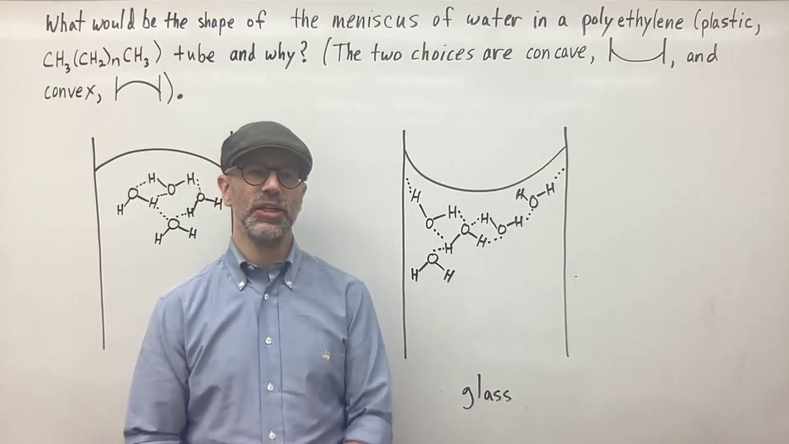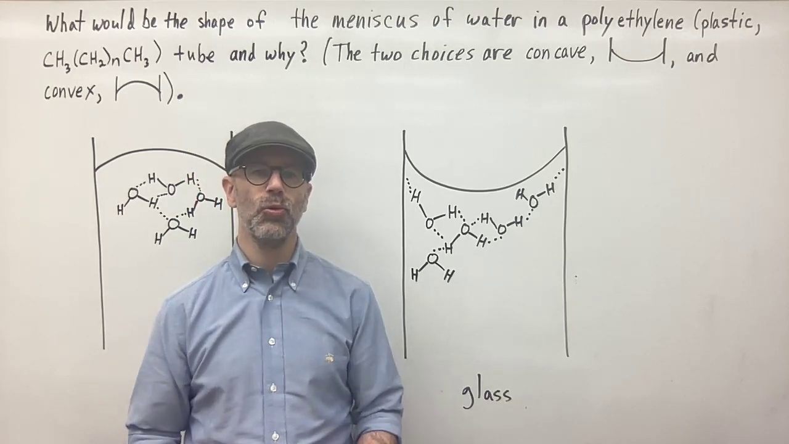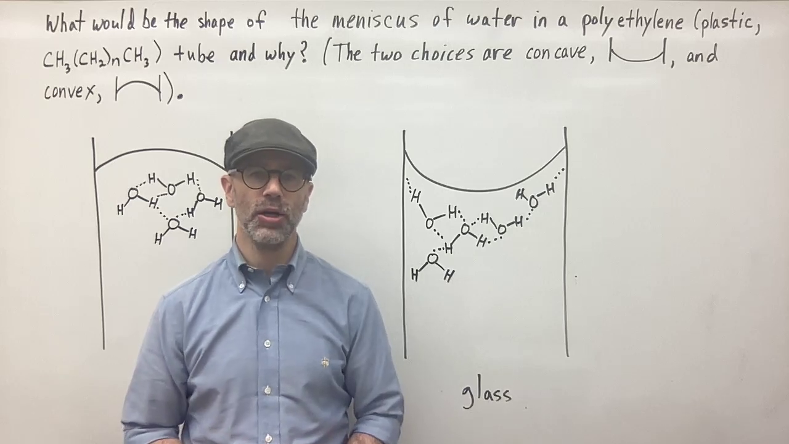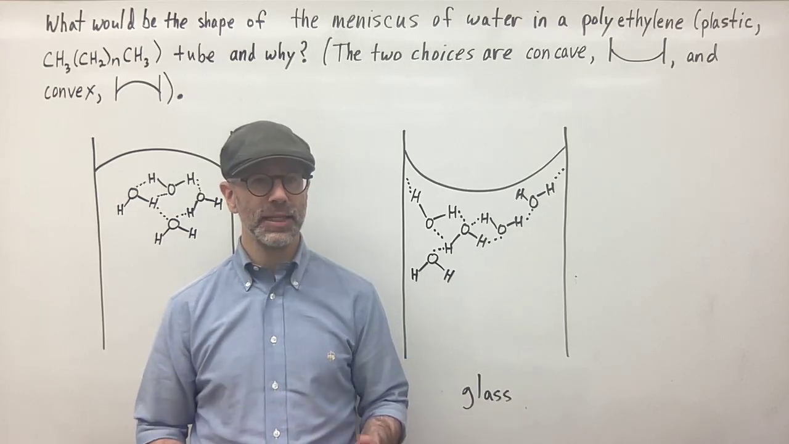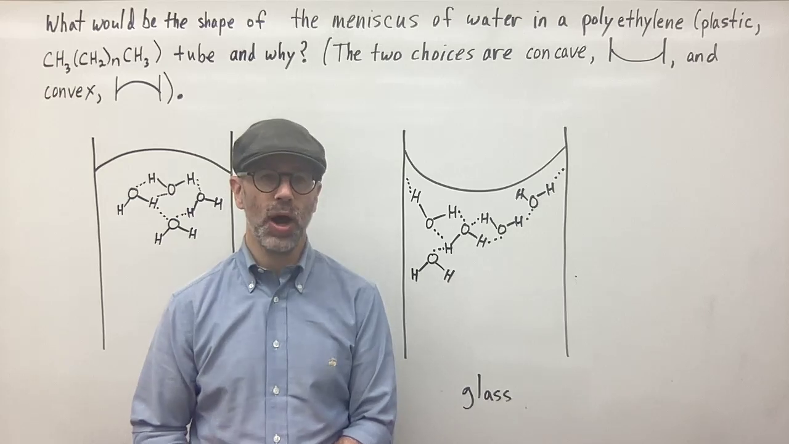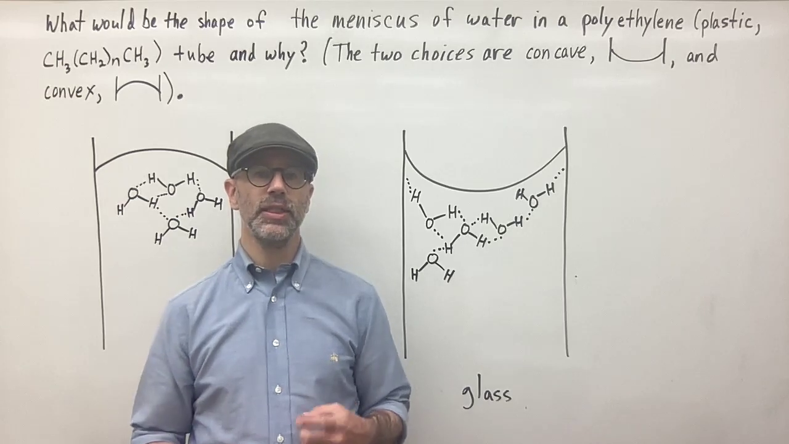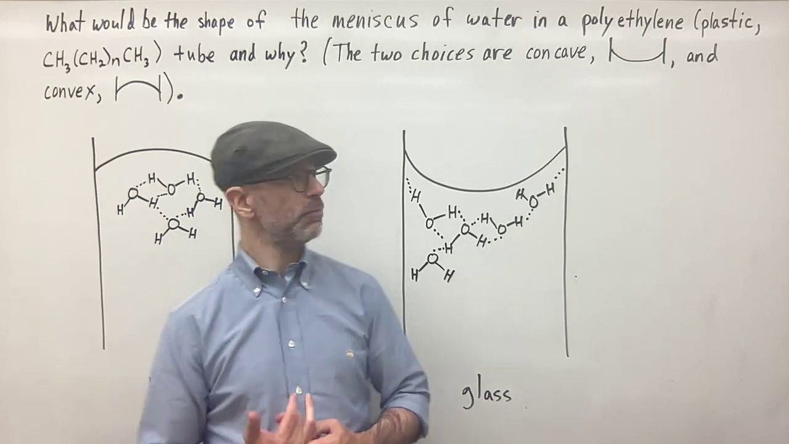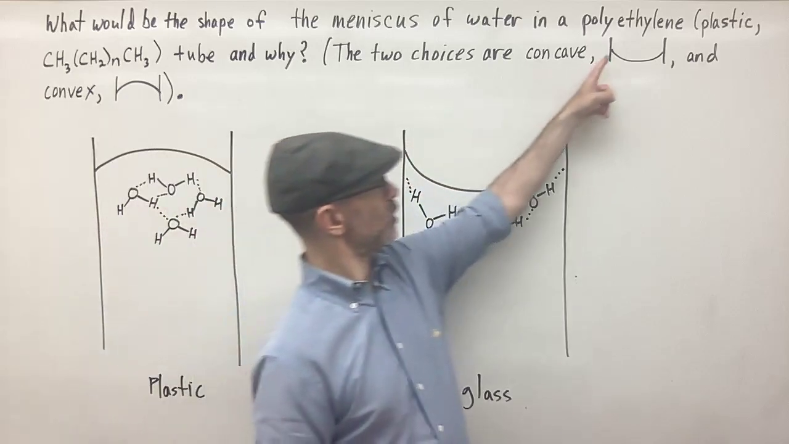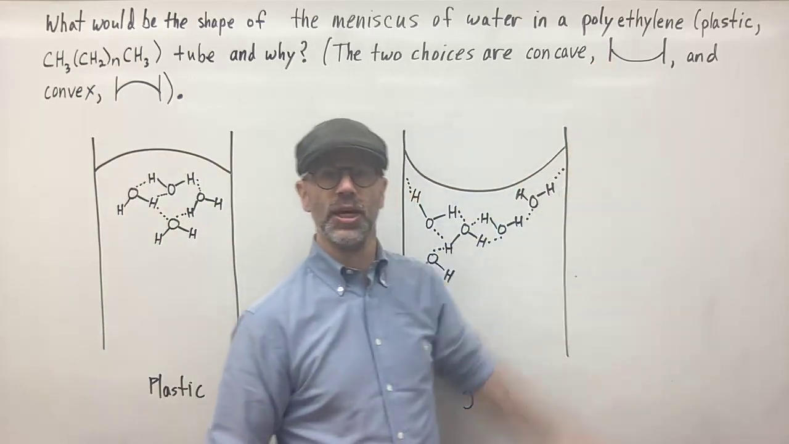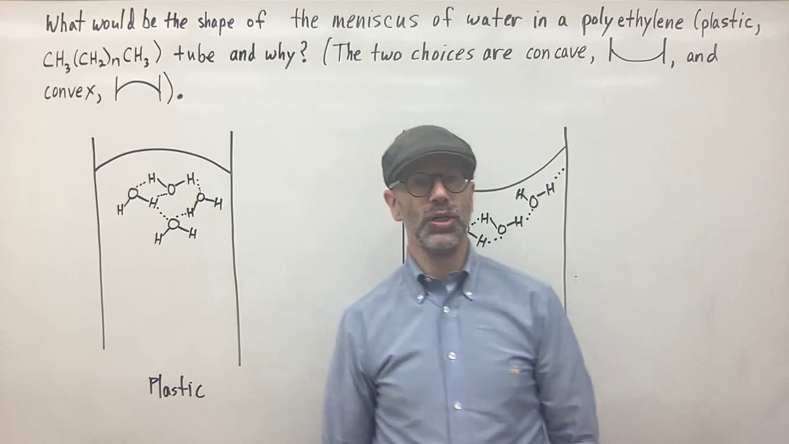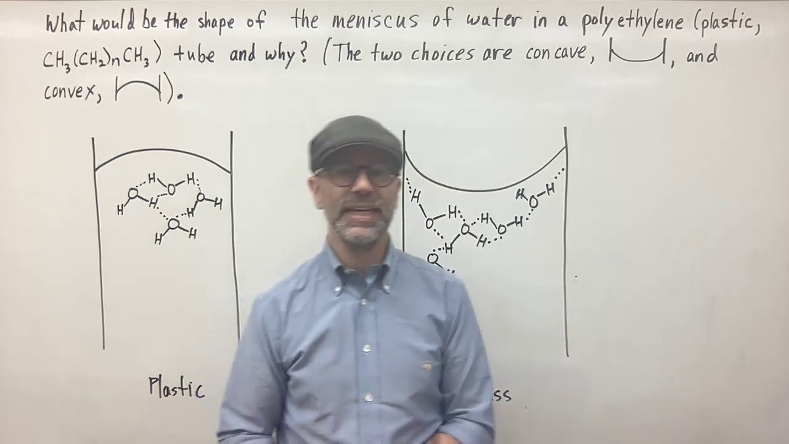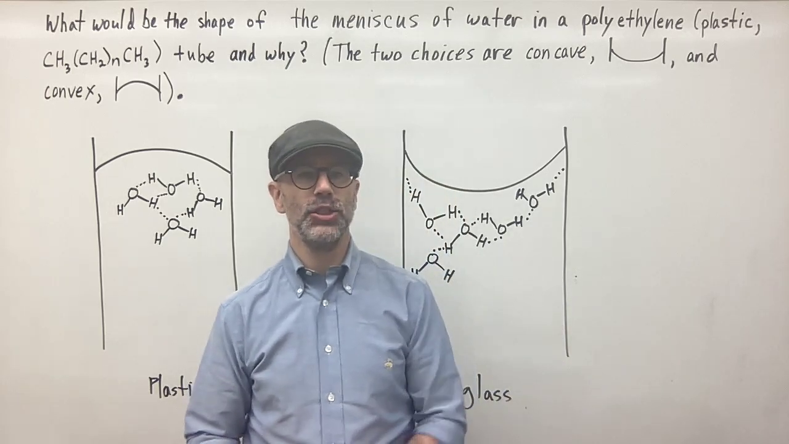Okay, so the question for the video is, what would the shape of the meniscus of water be in a polyethylene or plastic tube, and why? So the two choices are concave, curving upwards, and convex, curving downwards. So what is the answer to this question?